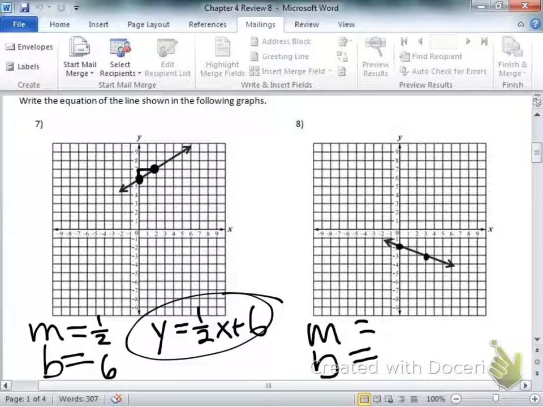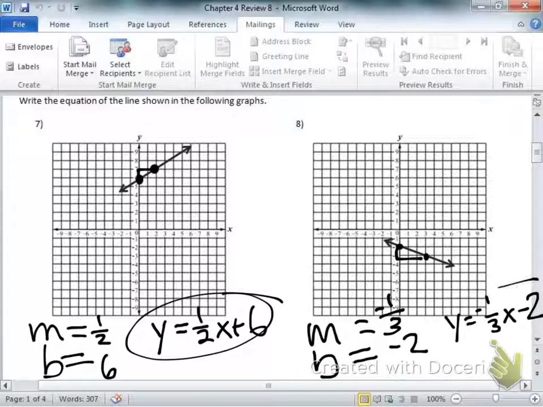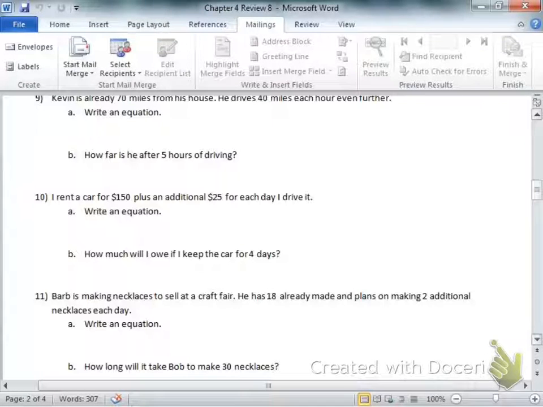On the next one, the b is negative 2. You're going down 1 and right 3. So down 1, right 3, so negative 1/3 is the m. So we have y equals negative 1/3 x minus 2. Raise your hand if you have questions on the first page.